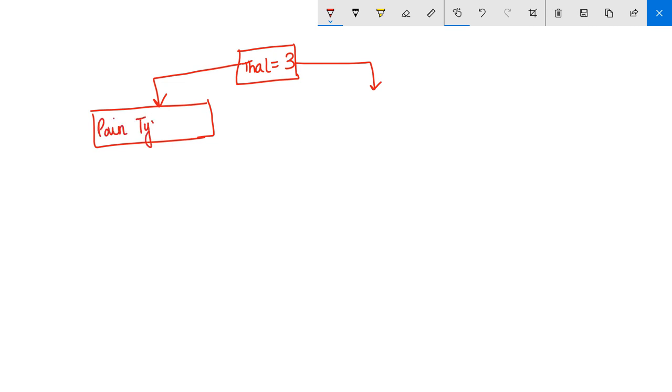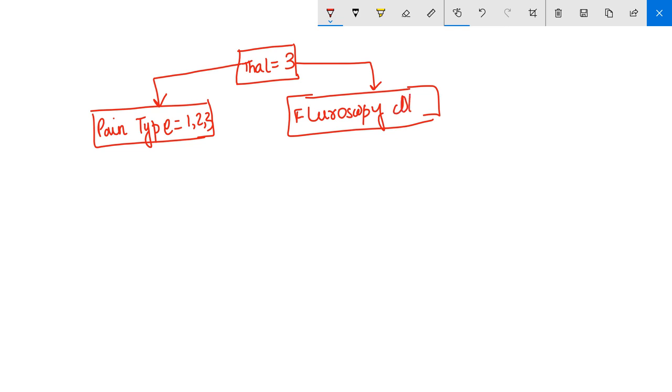Pain type equals 1 or 2 or 3, and this is something fluoroscopy colored.